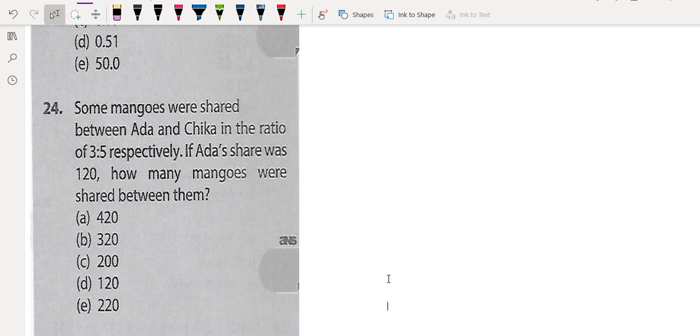What's the answer? What's the solving? 20. What is it? 220. 320. Okay, let's solve.